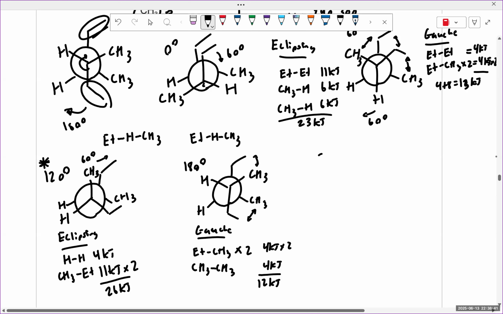Continuing rotating, let's look at the 240 degree. So in this case, we have our front methyl, our front ethyl, and the hydrogen. Let me redraw this for a little bit better depiction. Okay.